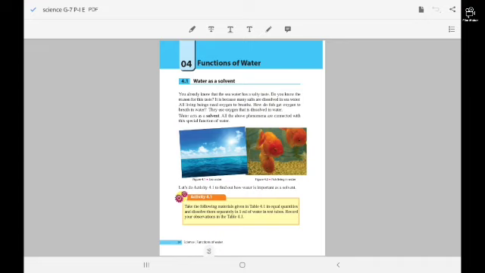The functions of water. Let's see. First one is 4.1, water as a solvent. Today we are going to talk about this topic. You already know that seawater has a salty taste. Yes, I think you know it.